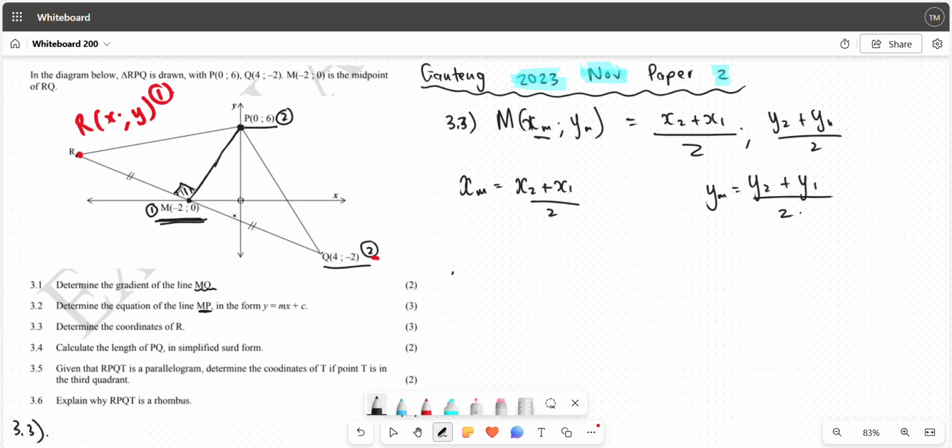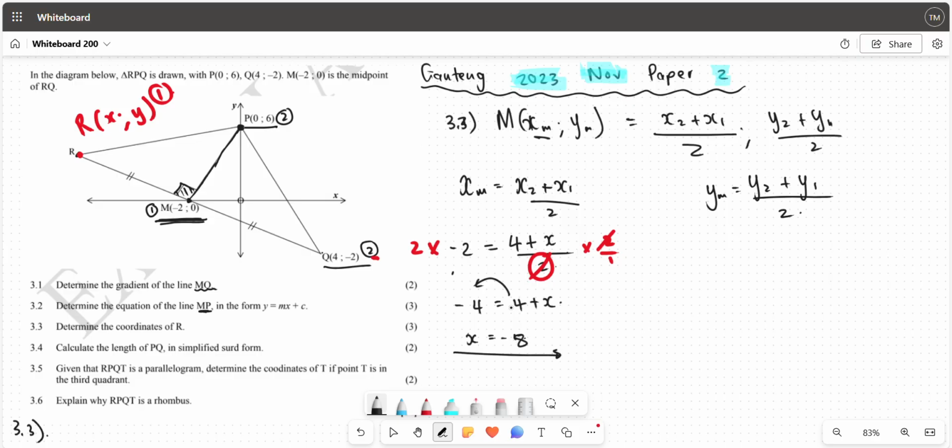For the x, negative 2 is equal to the 2, the 4, plus the x divided by 2. And I just need to quickly solve for x there. Just times by 2 on both sides. You always times by 2 because of this 2 there. So these 2's are going to cancel and you're left with negative 4 is equal to 4 plus x. And so if you take the 4 to the other side, x is equal to negative 8. Negative 4 minus a 4 is a negative 8. So we got our x value.